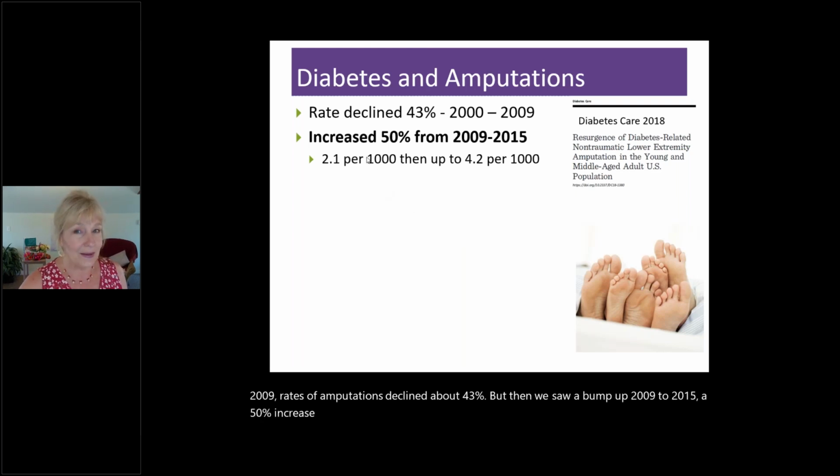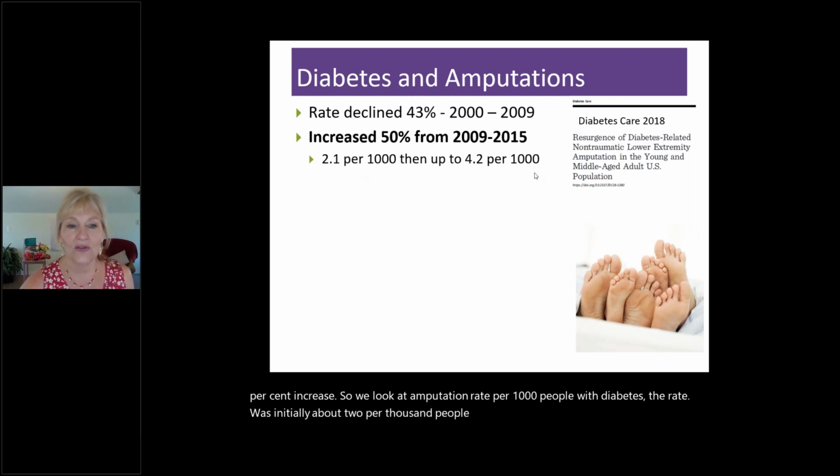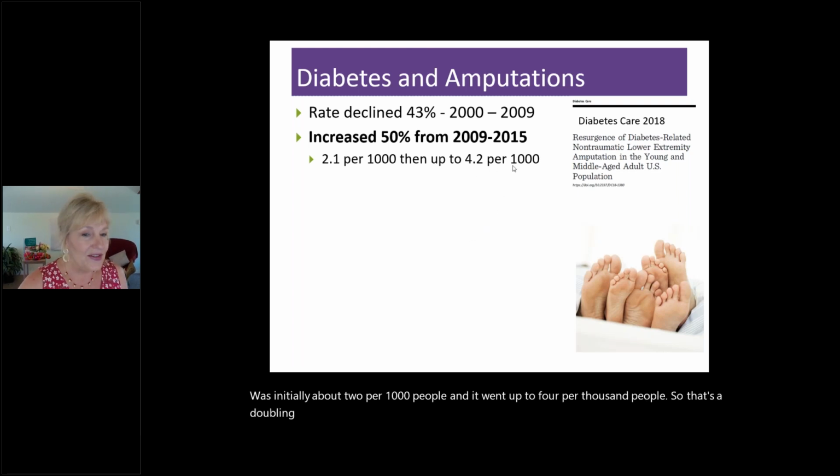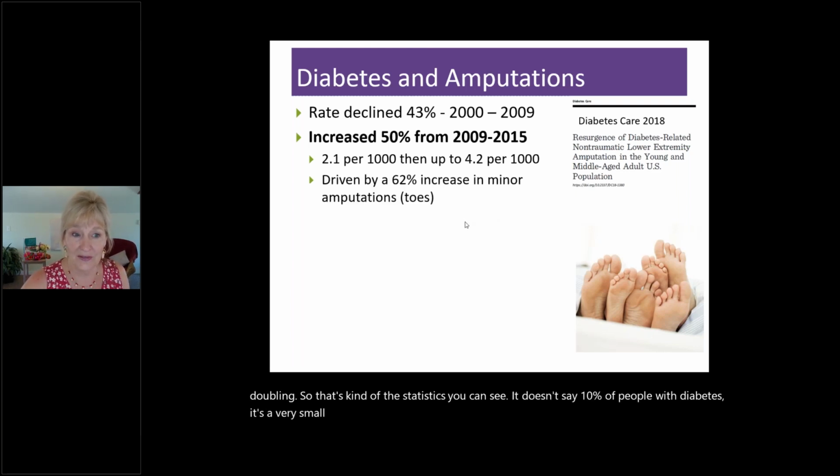So we look at amputation rate per 1,000 people with diabetes. The rate was initially about 2 per 1,000 people, and it went up to 4 per 1,000 people. So that's a doubling. So that's kind of the statistics. You can see it doesn't say 10% of people with diabetes. It's a very small percent of people who do get amputations. But most of the amputations are driven by an increase in minor amputations.